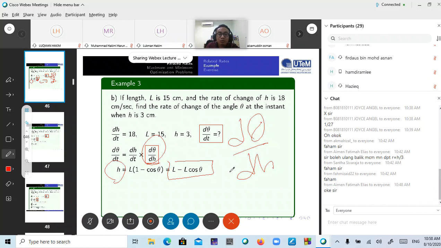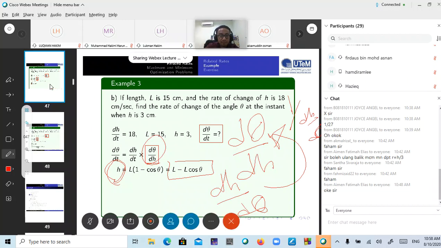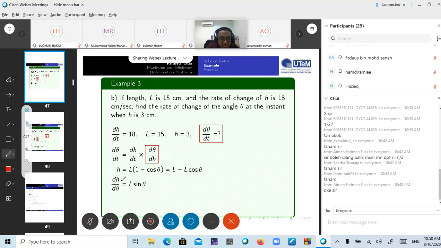So, awak cari dulu dH/dθ. Kenapa kita cari dH/dθ? Sebab memang H as object. Dari dH/dθ, awak boleh dapat dθ/dH when what, 1 over. Kalau awak buat 1 over dH/dθ, awak akan dapat dθ/dH. Awak buat 1 over, awak akan dapat balik yang tu. Okay? So, dH/dθ equal to L sin theta.